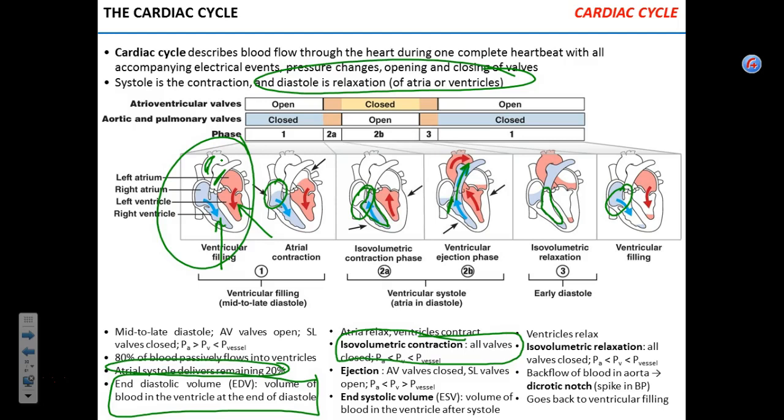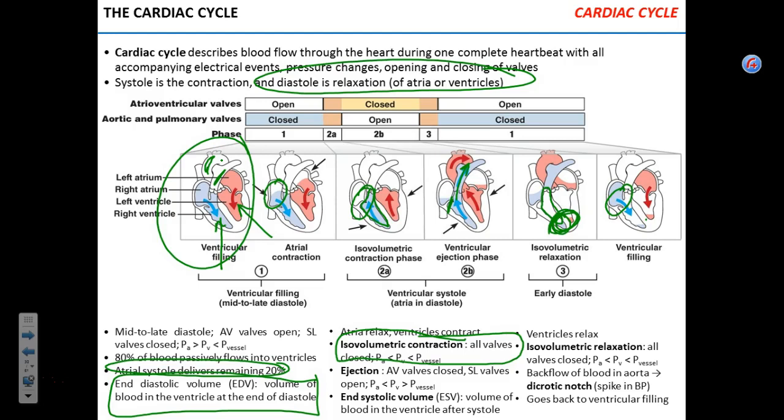Now, when ventricles squeeze the blood out into the great vessels, do they squeeze themselves dry or not? They aren't dry. There's a little bit of blood left in each ventricle at the end of systole. And as you can guess, it's very creatively called end systolic volume. Does that make sense? That's your end systolic volume.